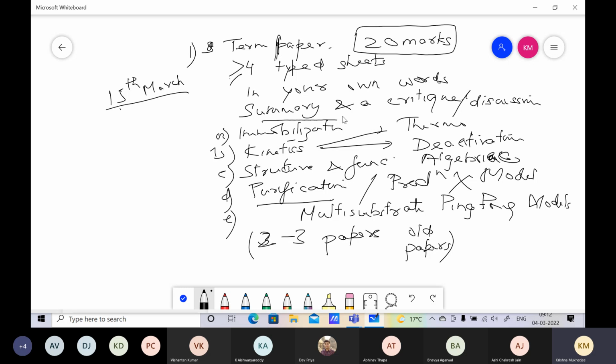As I said, a summary of a complex thing, and a critique and a discussion. These are the two things. And in your own words. These are the three factors that are important. Plus, of course, the choice of topic, which is left absolutely open. But it has to be on enzymes. That is all I'm trying to say. Is this point clear to all of you?